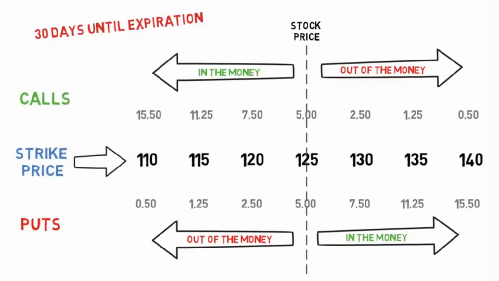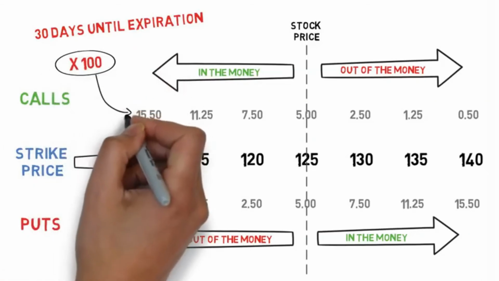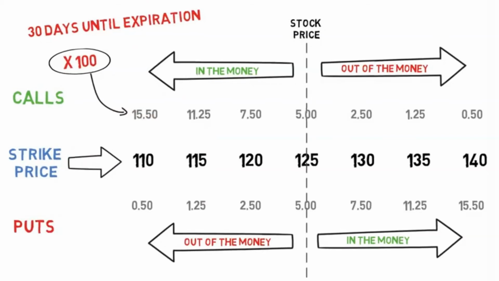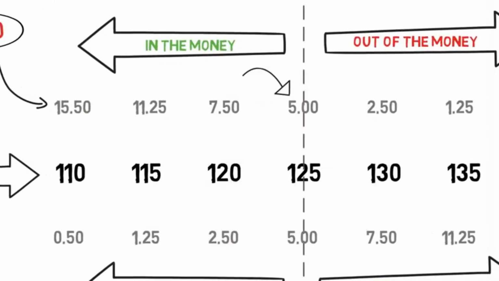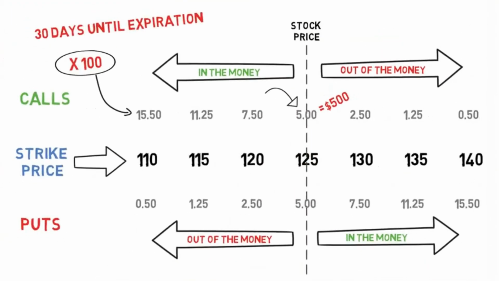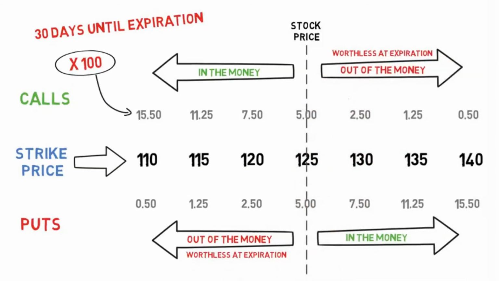And just a quick note, each option contract represents 100 shares of stock. So these prices have a multiplier of 100. So, for example, if you buy one contract of the 125 call, this will actually cost you $500, not $5. So here's the thing. All out-of-the-money options have no value at expiration. Let me repeat. If an option is out of the money at the expiration date, it will be worthless.